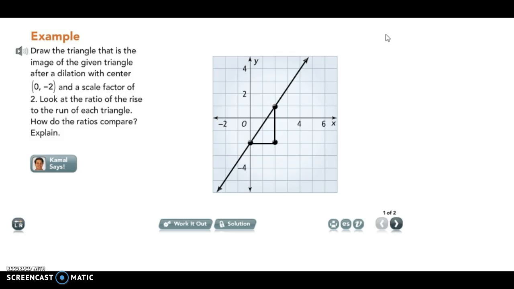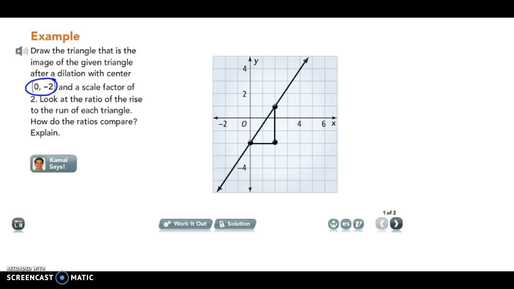This is for 10.3. We're relating similar triangles in slope. We're going to draw the triangle that is the image of the given triangle after a dilation with a center of (0, -2) and a scale factor of 2. And then we're going to check out the ratio of the rise to the run of each triangle and how they compare. To notice is that the center is not (0, 0).